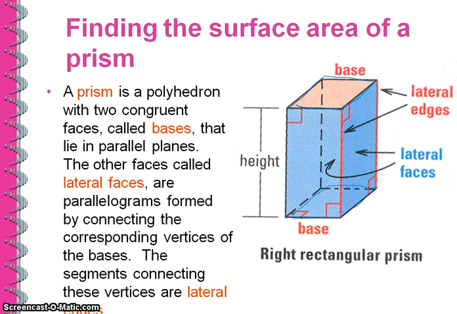The other faces, the non-base faces, are called lateral faces. So 1, 2, 3, 4. There's 4 lateral faces. And they're just parallelograms that are formed by connecting the corresponding vertices of the bases. So this vertex, all these vertices, there's one. All these vertices, there's another. And the segments that connect these vertices are called lateral edges. So right here, this is a lateral edge. Right here, this is a lateral edge. Well, in between those lateral edges are the lateral faces.